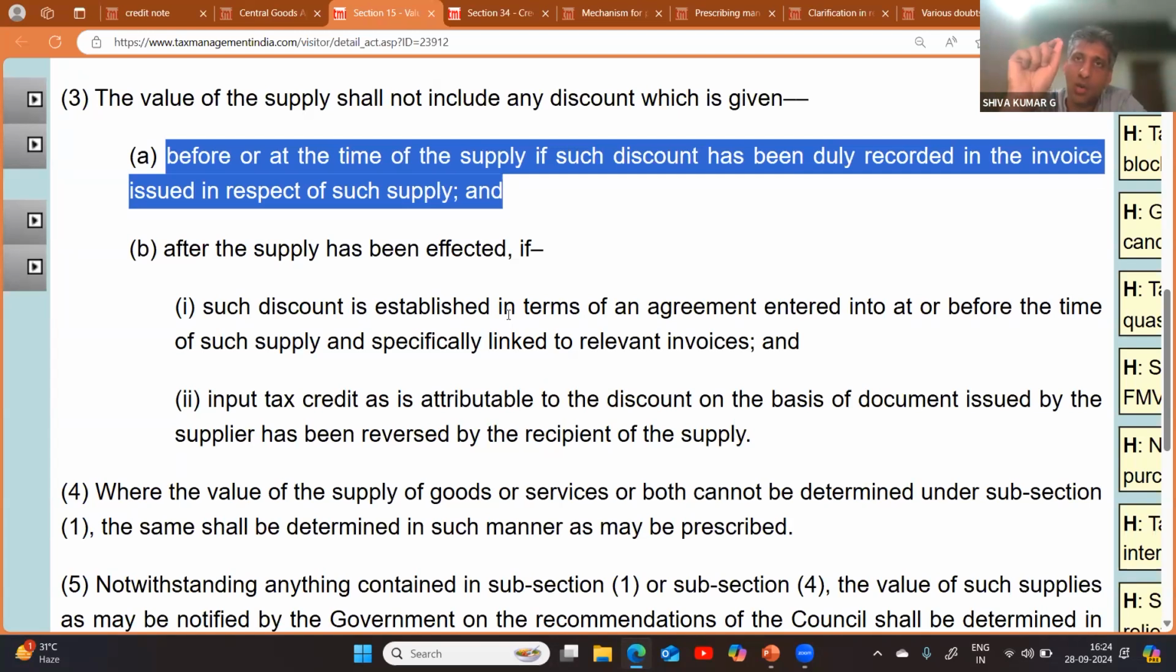Section 34 will kick in only if the value declared in the invoice, 1000 in my example, is more than the value to be declared, which is 970. Then I can issue a credit note. For the 1000 to become 970, he has to reverse the credit. Meaning, without the buyer reversing the credit, you can never reduce the value. Without reducing the value, you cannot issue a credit note.